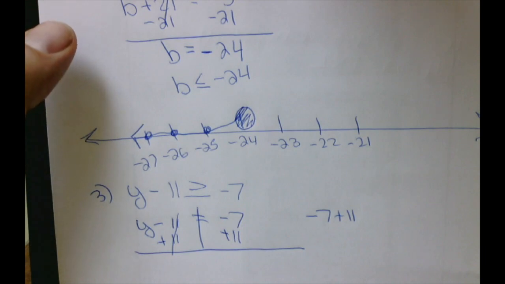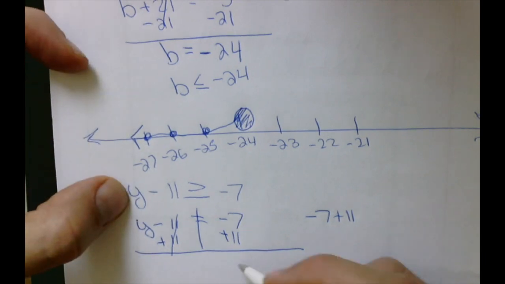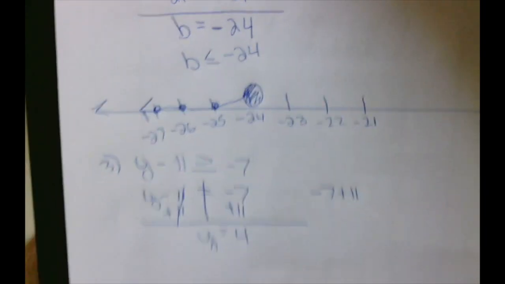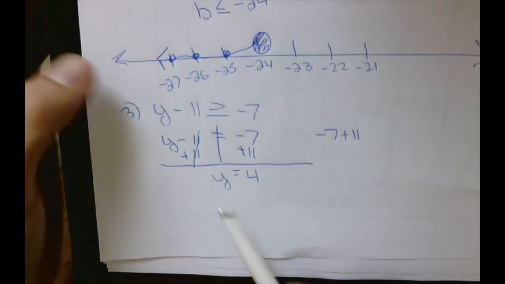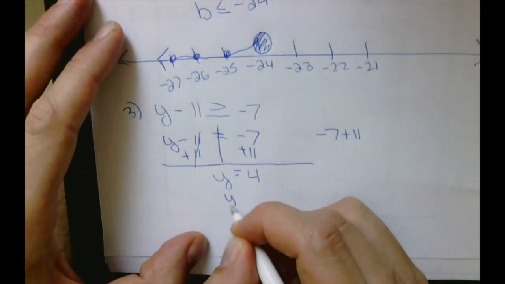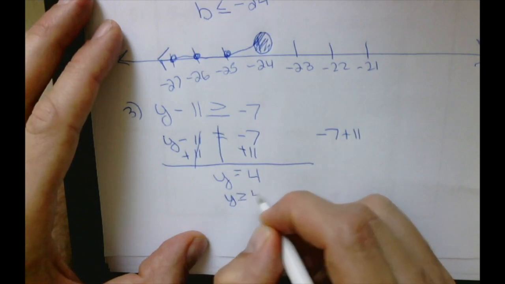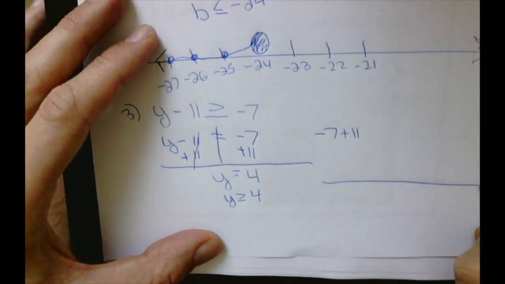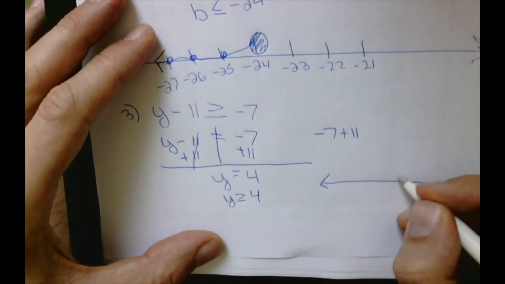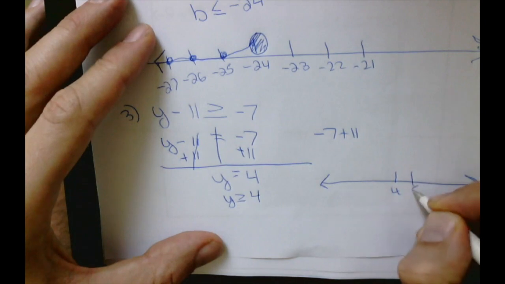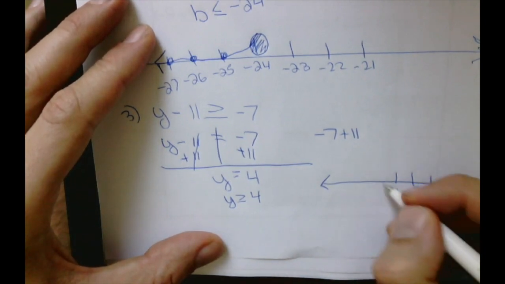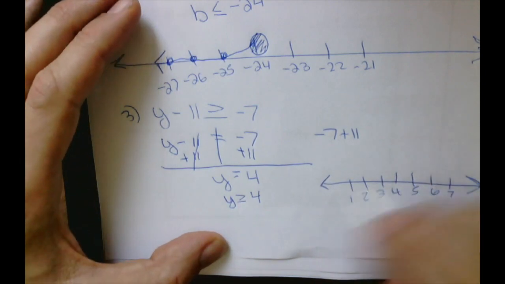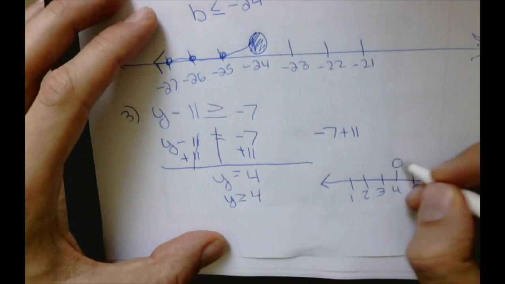Negative 7 plus 11 is 4. So now I have y is equal to 4. Then I have to go back and change my inequality sign to what it was before, or my equal sign. And finally, I'll finish this question by drawing it on a number line. I'll do 4 bigger and 4 smaller than 4. I start by writing it on 4. It's a closed circle.